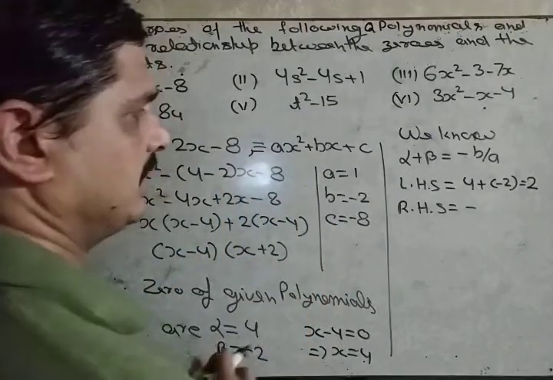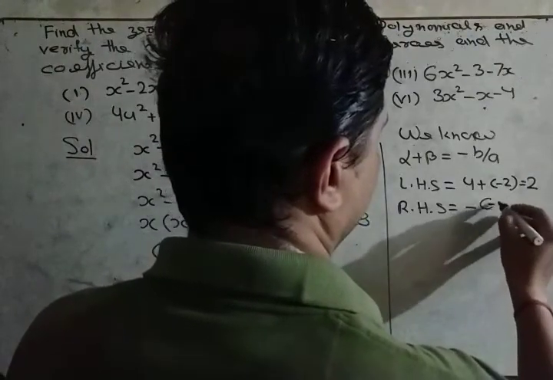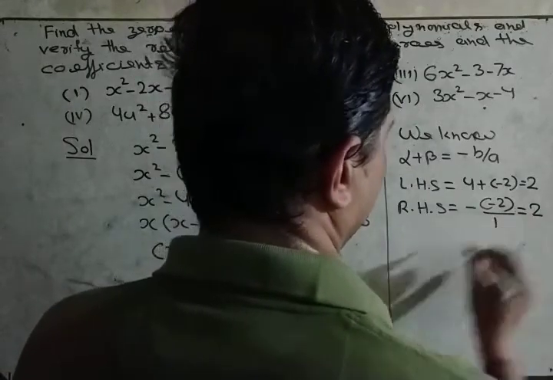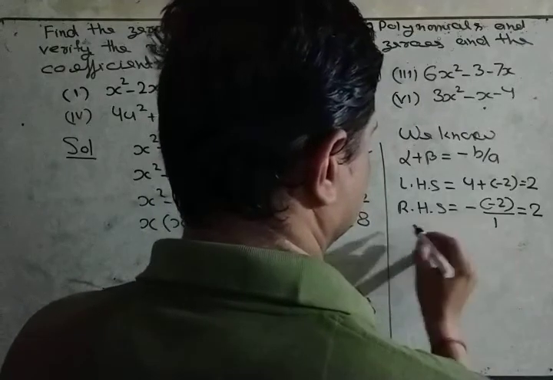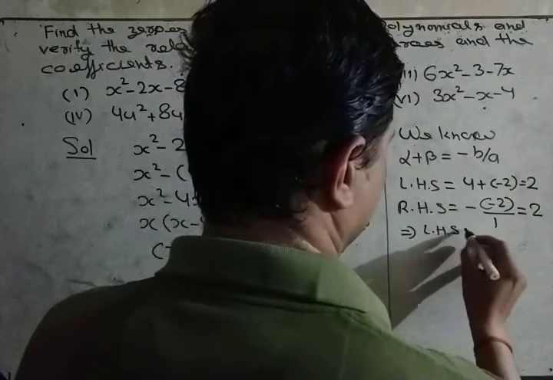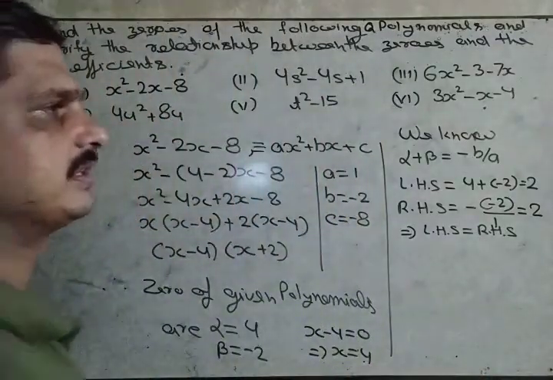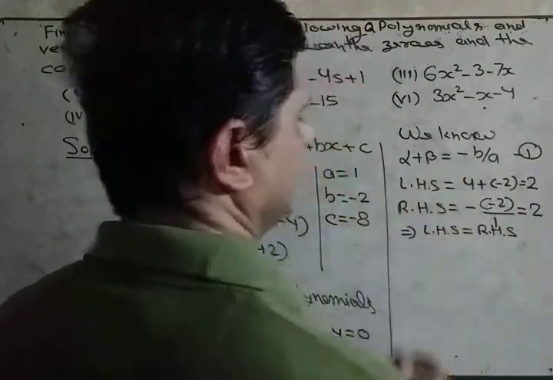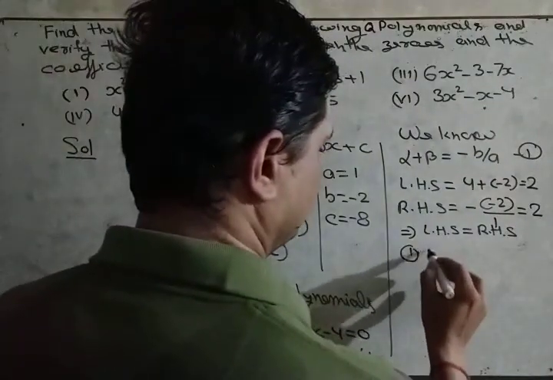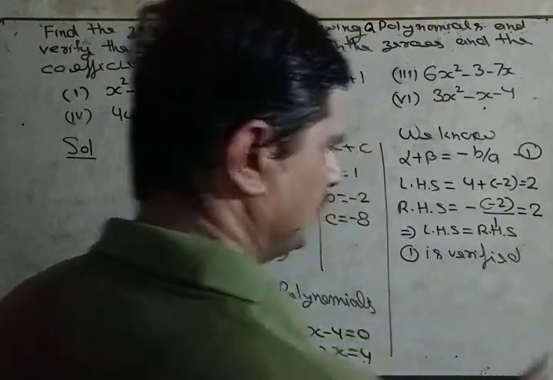Okay, now put minus 2 and A is 1. That comes out to be 2. Therefore, we can say this implies that LHS equal to RHS. First equation is verified. If you have written this, one is verified. And no need to write here, you can write directly.